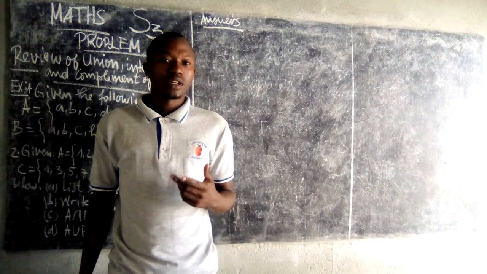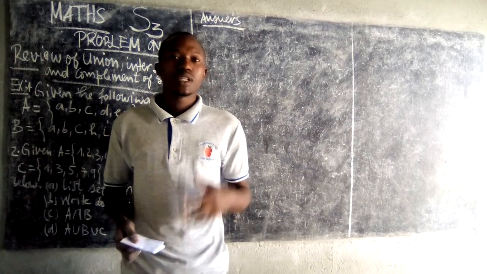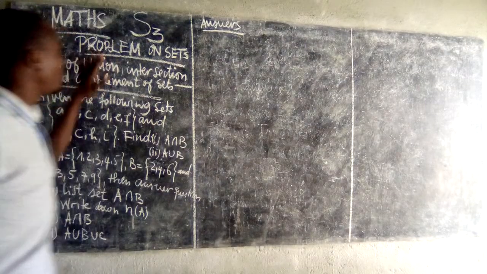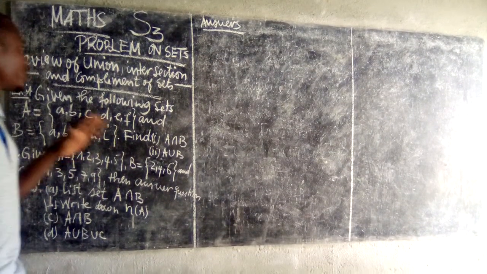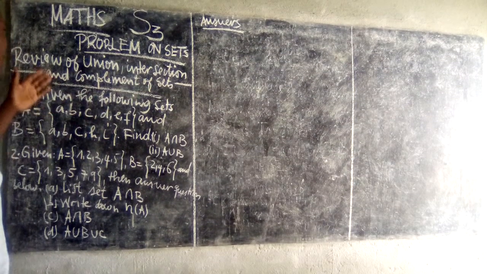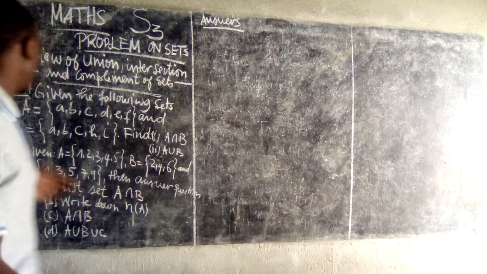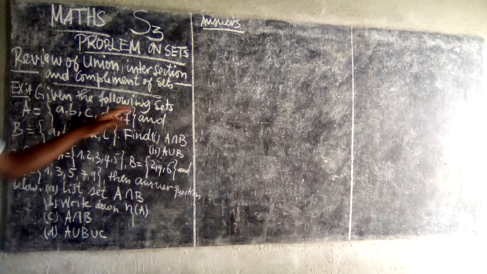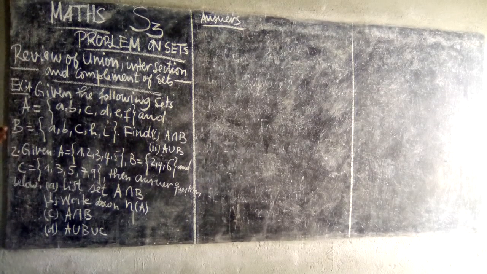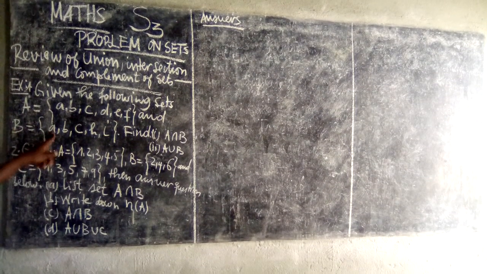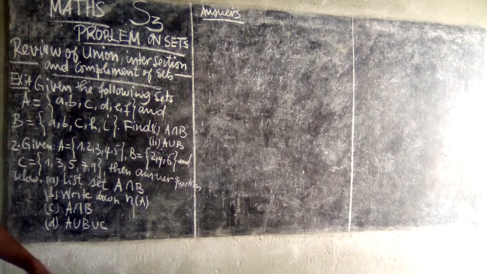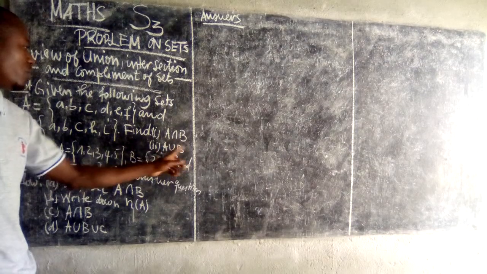I'm Ghana. Today we are going to discuss mathematics, the problem on sets. Before starting, we are going to review the union, intersection and complement of sets. Example: given the following set A is A, B, C, D, E, F, and the set B is A, B, C, H, and I. Then find A intersection B and A union B.